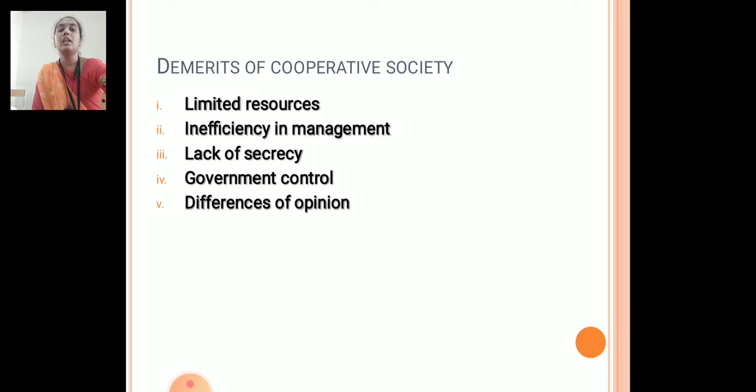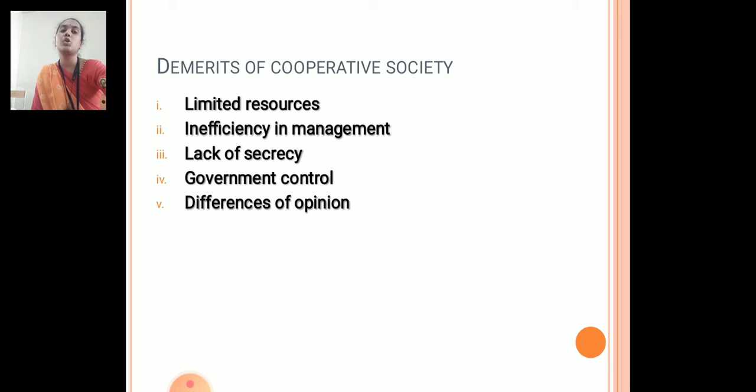Next comes lack of secrecy. Here the law, the Cooperative Societies Act 1912, says everything should be discussed in the meeting. During the meeting, everything should be discussed. There would be open discussions in the meetings of the members to disclose every matter. It is an obligation of the society members to disclose every matter. So it is very difficult to maintain secrecy about the operations of the cooperative society.